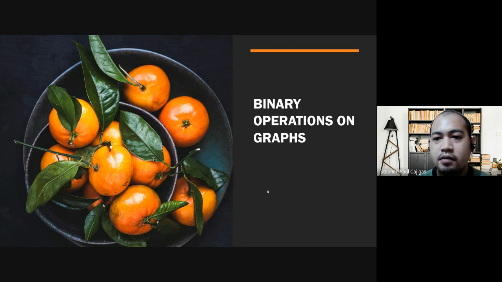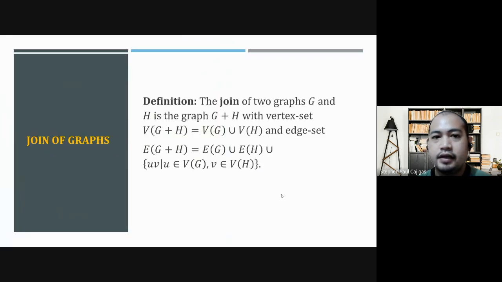Okay, so let's now go into more detail about the binary operations on graphs. There are many binary operations that we can do on graphs, but the most common ones that are being used are the join and the corona. The join and the corona are being used as a basis for a lot of research in graph theory. They are fairly easy to understand, but from that base knowledge, we can apply more concepts in graph theory.